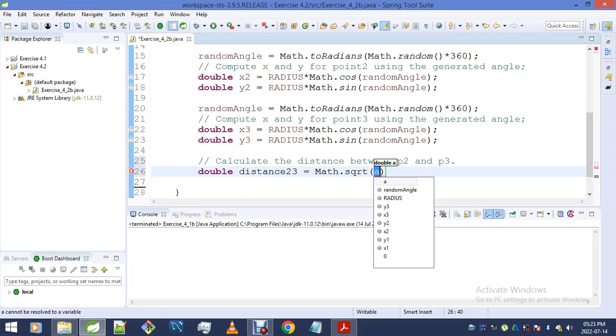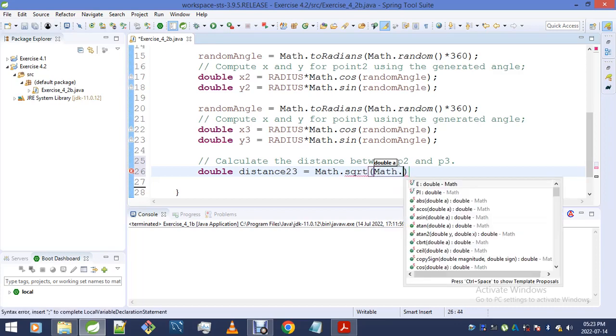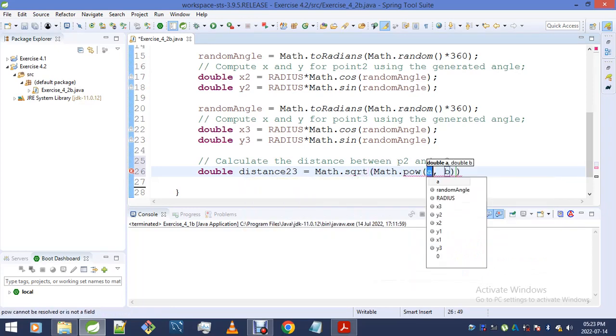So I'll simply go Math.pow, and right there I'll go x2 minus x1, not x2. Here we're dealing with x2 and x3, so it's gonna be x2 and x3, and then we simply put a squared over there. It doesn't matter what order we use there, we can go x2 minus x3 or x3 minus x2. Either way, you're gonna get the same results because we're gonna square the final results.